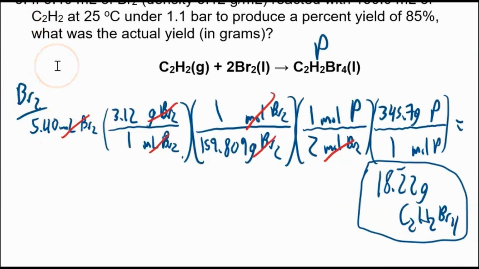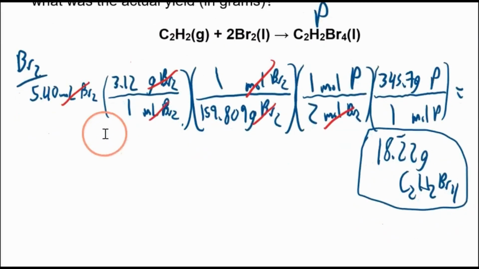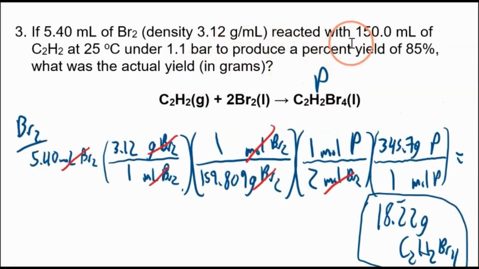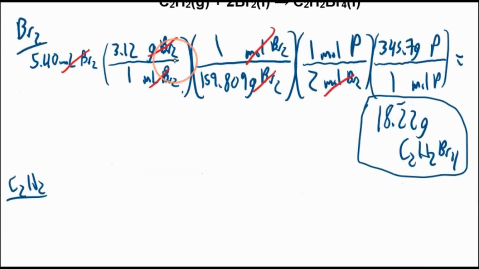But we need to look at the other reactant, the C2H2, to see how much product we would produce if it reacted completely. So we're going to look at the other one, C2H2, and we need to know how many moles of this there are. Well, we don't have a volume or a mass. We have a gas, and we have a volume, a temperature, and a pressure in bar. So we have these gas conditions. In order to find out the number of moles based on gas conditions, we need to use the ideal gas equation, or the perfect gas law here.